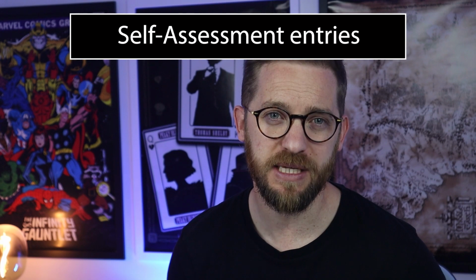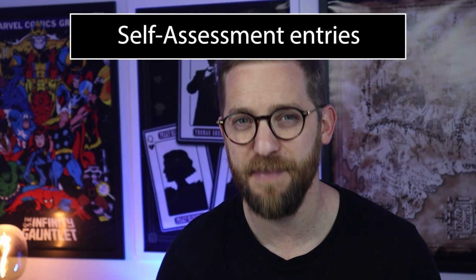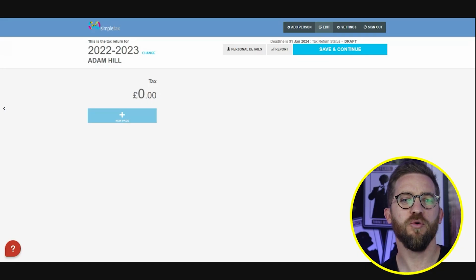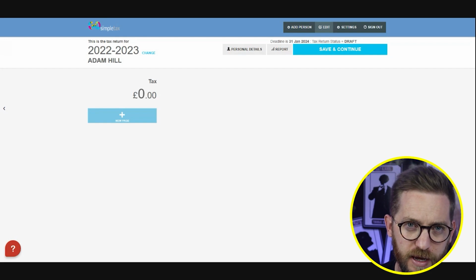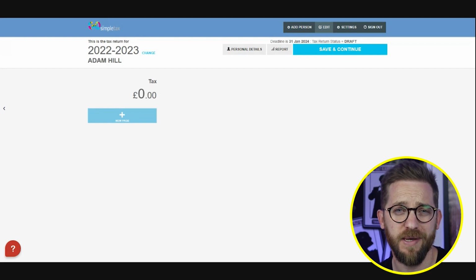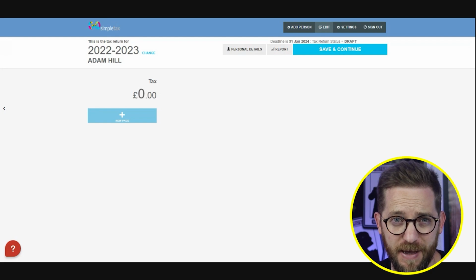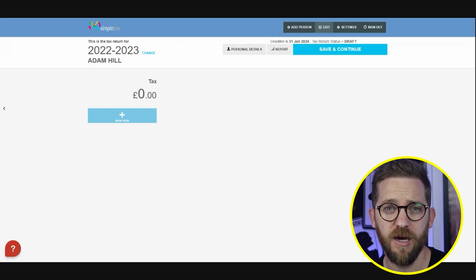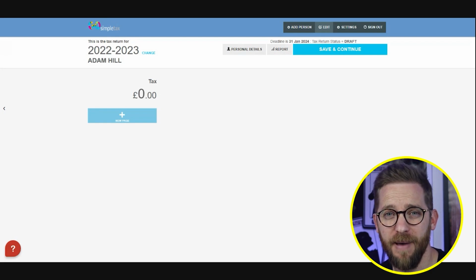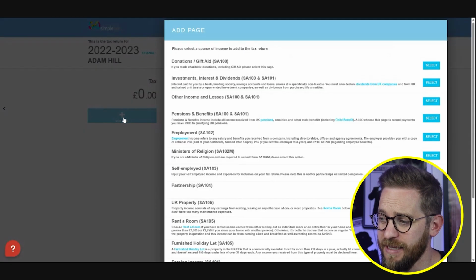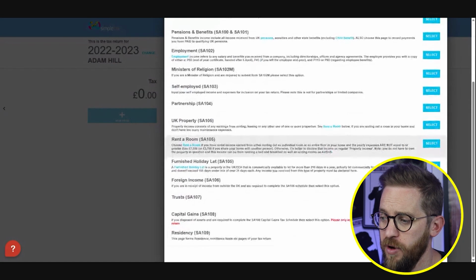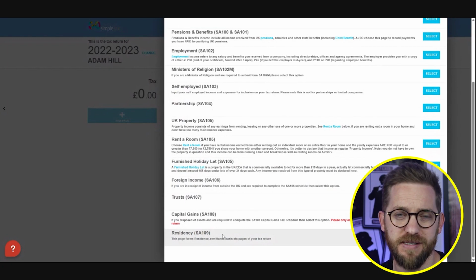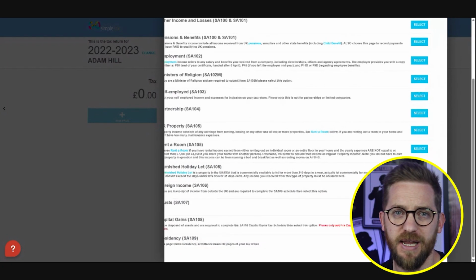Now, let's look at the entries that need to be made on a tax return when claiming the remittance basis. So here I am, logged into my GoSimple tax account, and first of all, what I want to do is declare that I'm applying the remittance basis to my foreign income. I can do that by adding a page and then selecting SA109, which will be at the bottom. That's the residency pages here. So I'll select that one.